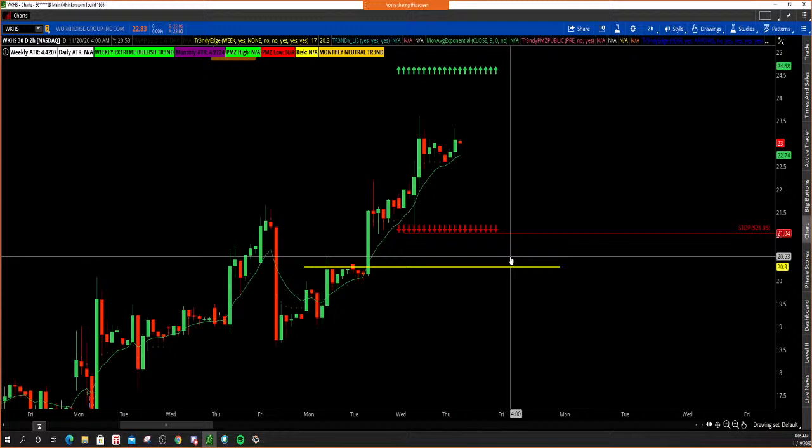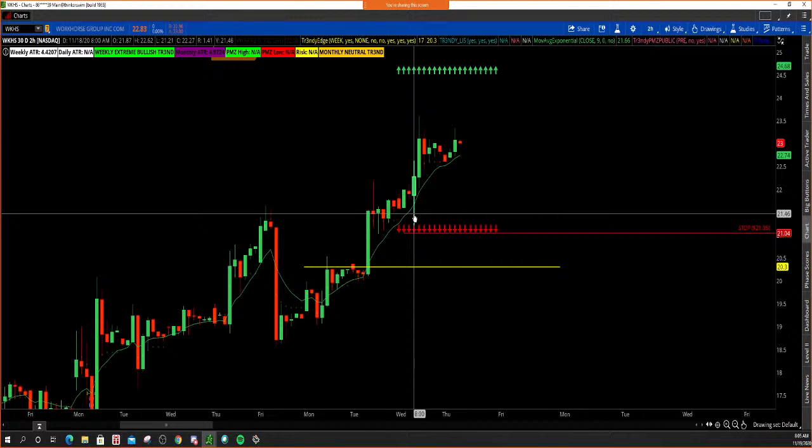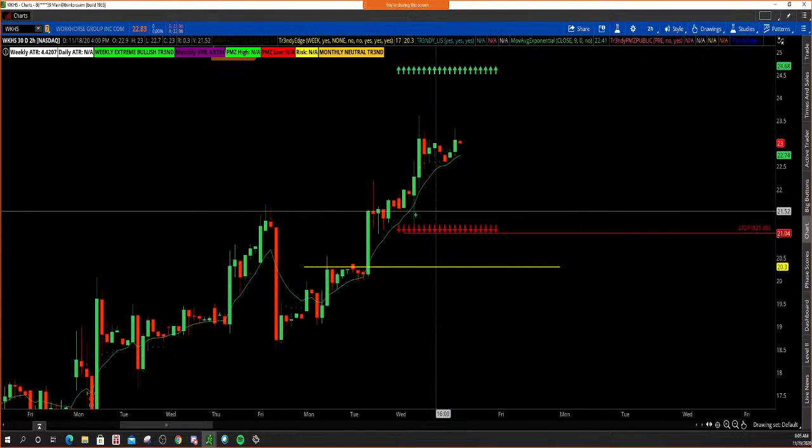If you're a veteran, I personally wait for the candles to close. It's one of the hardest things for most traders to do. Notice that right here, it broke down underneath the 9 EMA. A lot of traders would get stopped out of here.